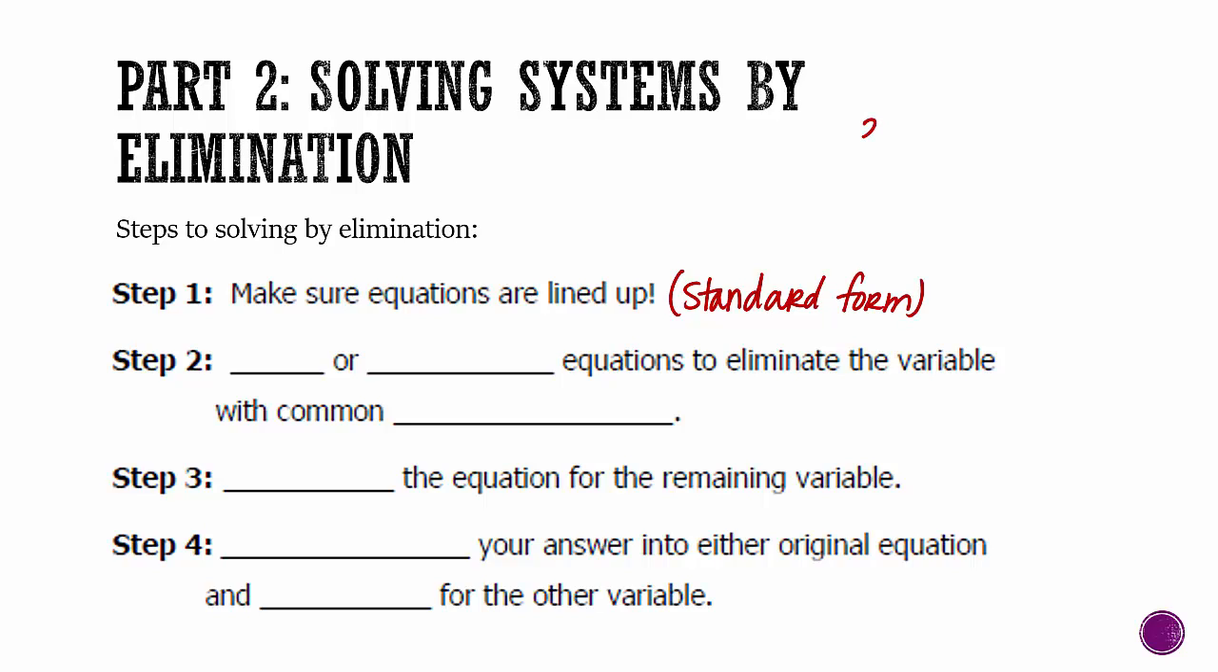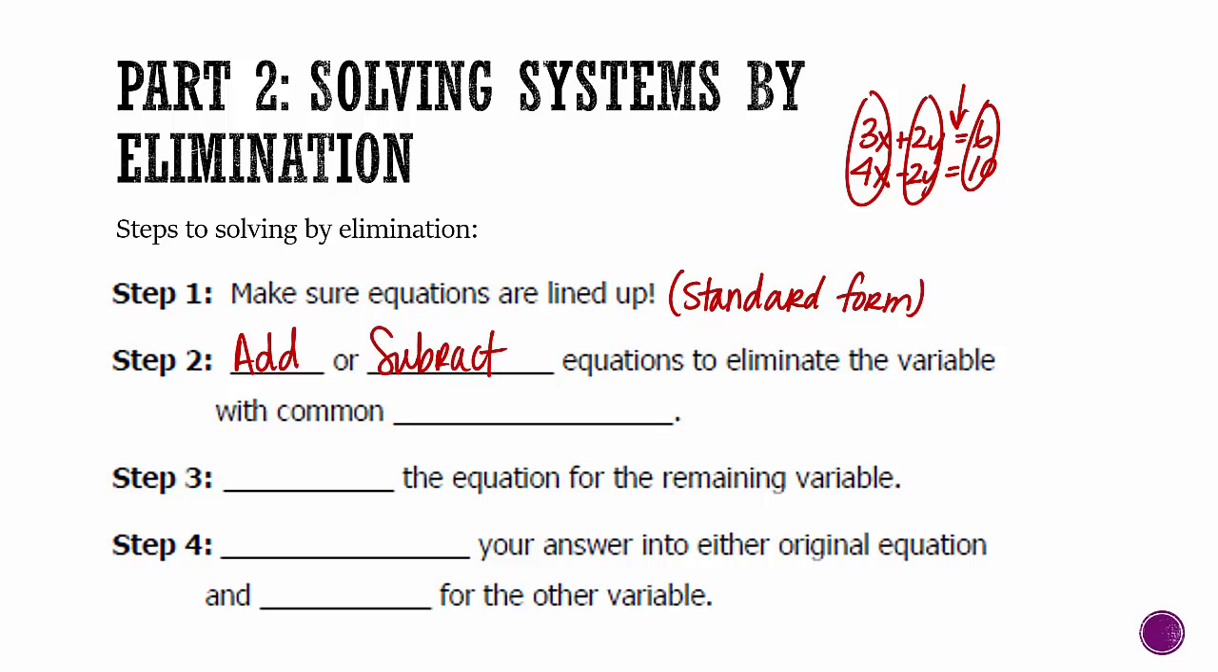So you want something like 3x plus 2y equals 6 over top of something like 4x minus 2y equals 10. So you got your x's, your y's, your equal signs, and then your numbers. Everybody's lined up.